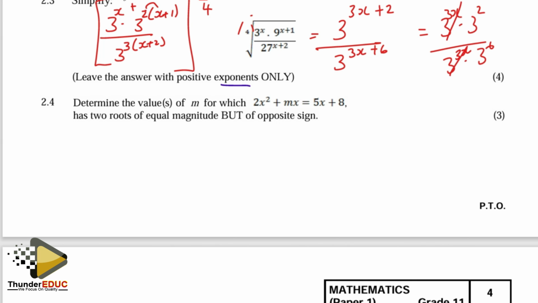So this cancels that. I can see that the bigger exponent is down, so I'll subtract from down. I know that 6 minus 2 is a 4. So I'll be left with 1 over 3 to the 4. You can leave it like that, or you know that 3 to the 4 is the same as 81, so you can give it as 1 over 81. Okay, that is 2.3.